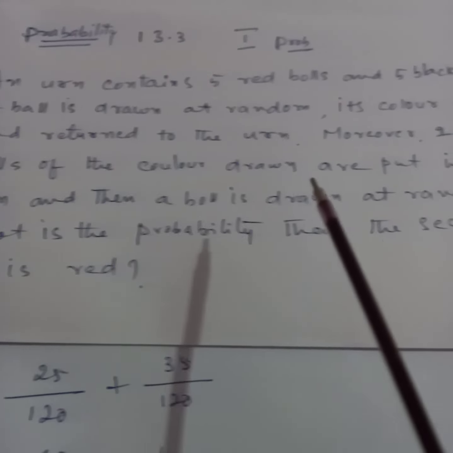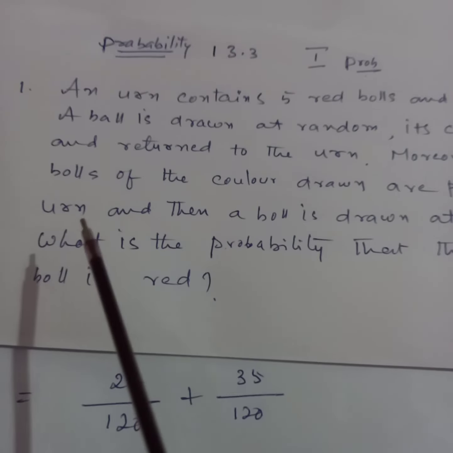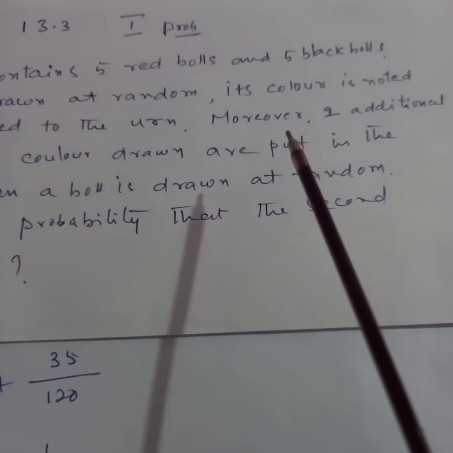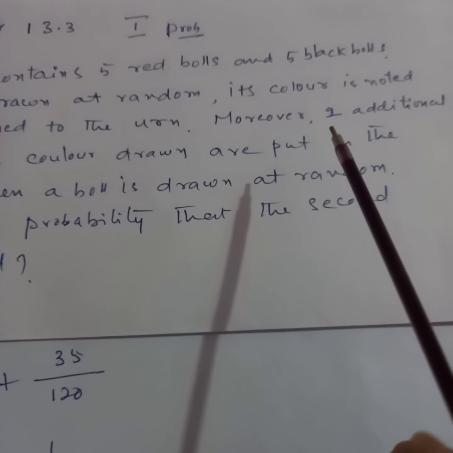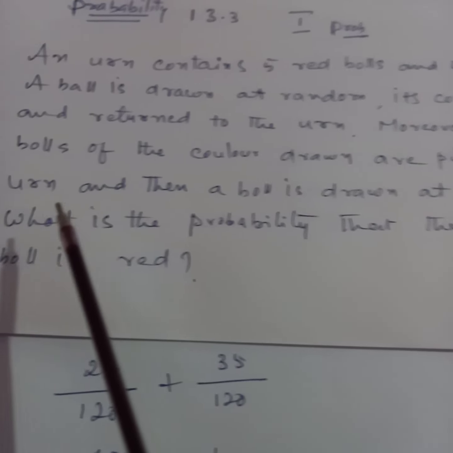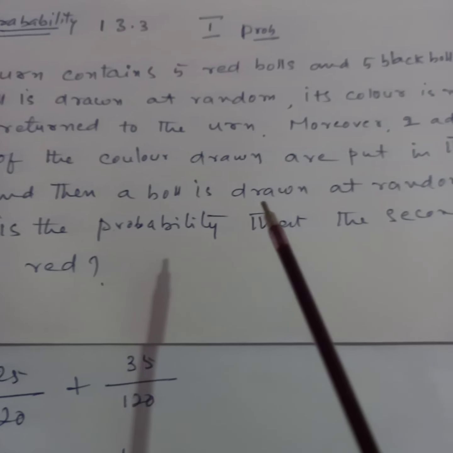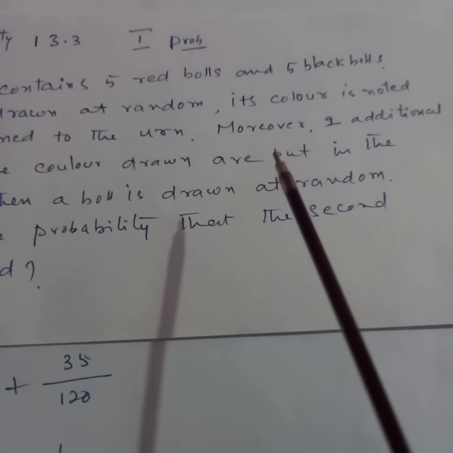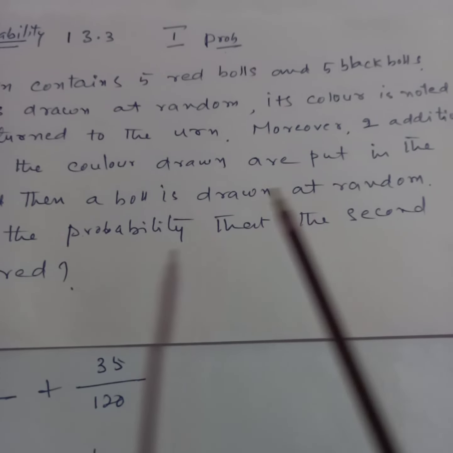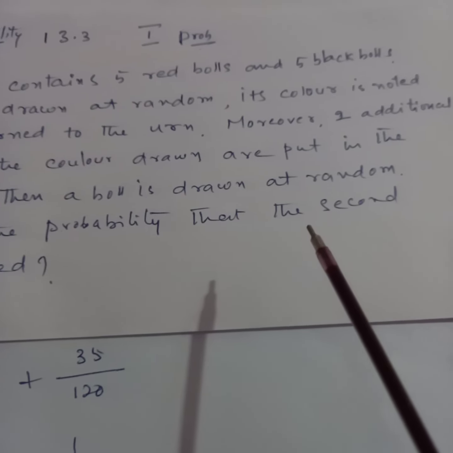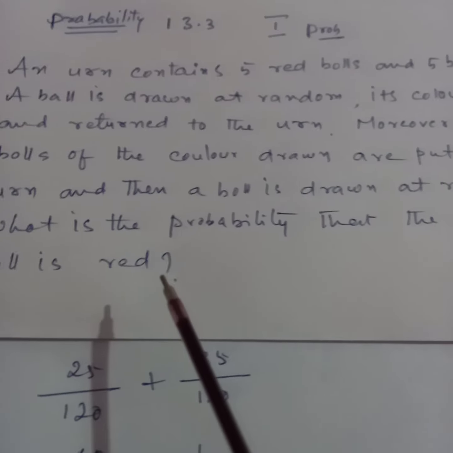And then 2 additional balls of the color drawn are put in the urn. Suppose you have drawn a black ball. 2 black colored balls are put in the urn. And then a ball is drawn at random a second time. After having put 2 additional balls in the urn, we have to draw once again. And what is the probability that the second ball is red? This is the problem.